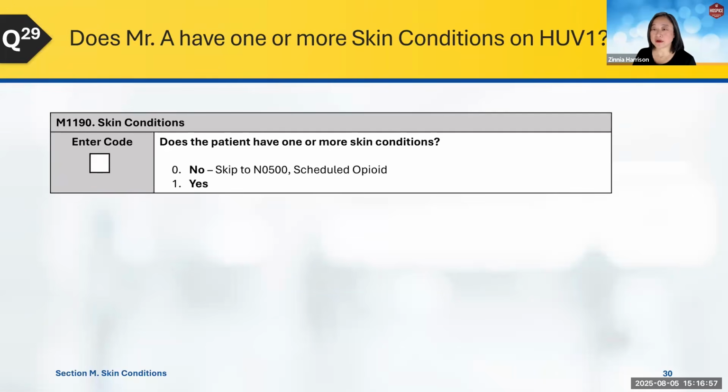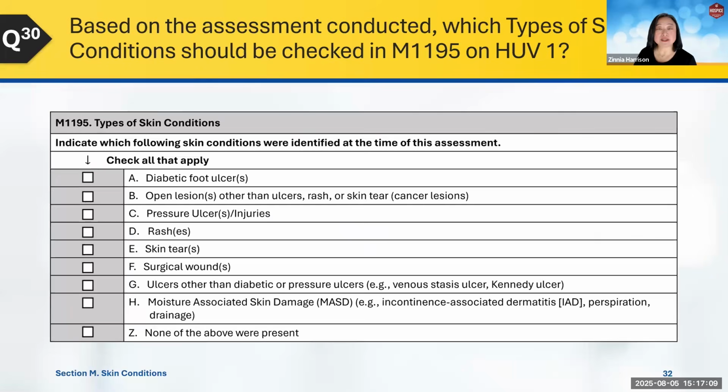Thanks for closing the poll. The correct response is 1, yes, because during the HUV1, the nurse identified he had a venous stasis ulcer on his left leg. Okay, so now let's continue to code type of skin conditions, and we'll open that poll.